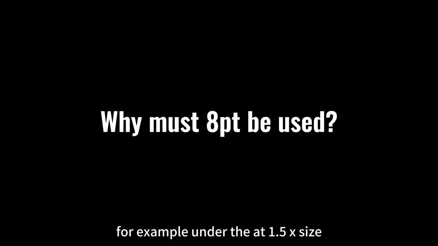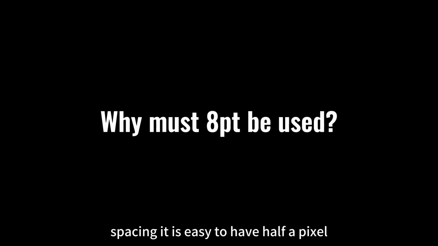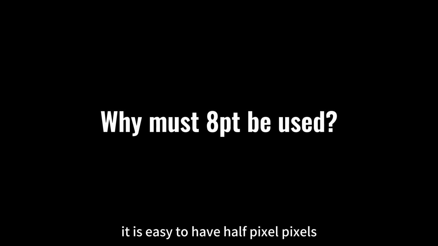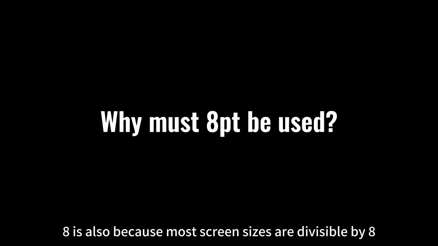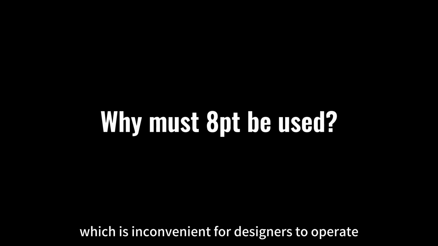For example, under the 1.5x size, if you use an odd number to define the element size or spacing, it is easy to have half a pixel. If 5px is exported to 1.5 times the size of 1x, it is easy to have half pixels. The reason for choosing 8 is also because most screen sizes are divisible by 8, which makes it easy to adapt. In addition, 2 or 4 are not used on the PC side because the granularity is too small, which is inconvenient for designers to operate.